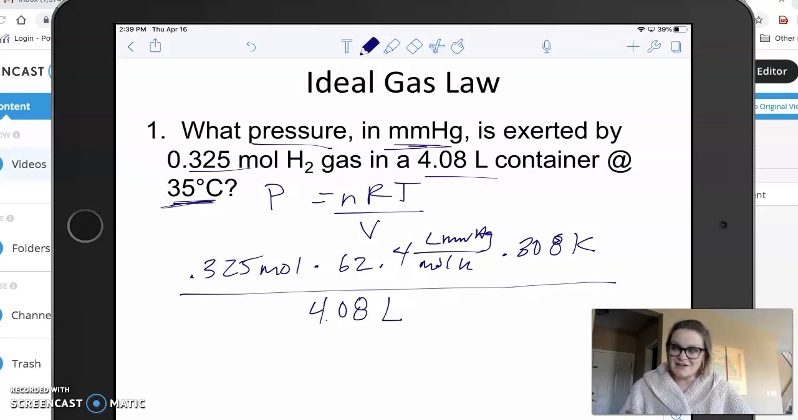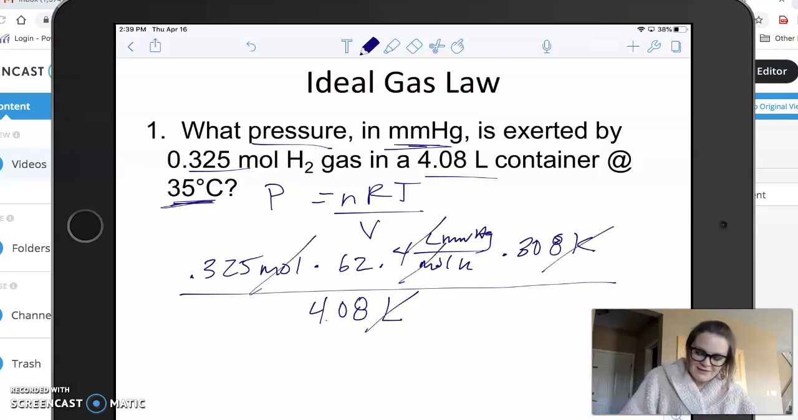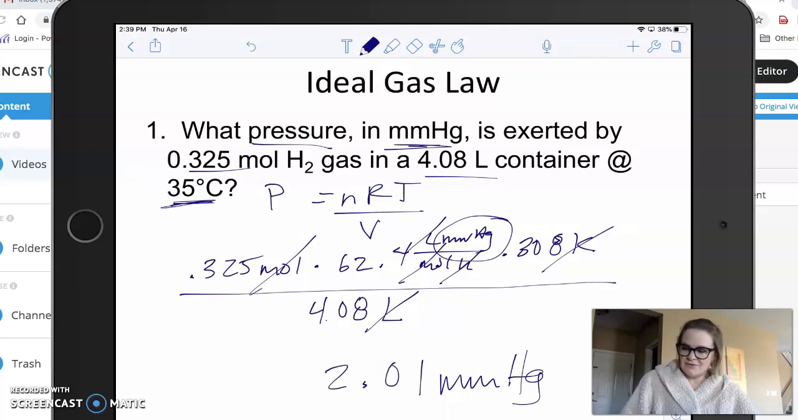Check this action out. Liters go away, moles go away, Kelvin goes away, and I'm left with the one unit we were solving for, mmHg. And I get, I believe, 2.01.